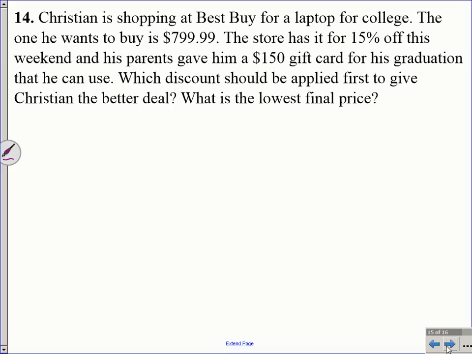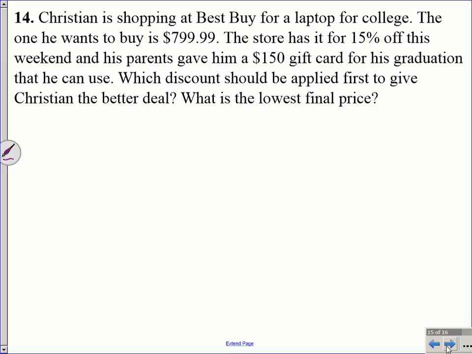All right, number 14. It says, Christian is shopping at Best Buy for a laptop for college. The one he wants to buy is $799.99. The store has it for 15% off this weekend, and his parents give him a $150 gift card for his graduation that he can use. Which discount should be applied first to give Christian a better deal? What is the lowest final price?